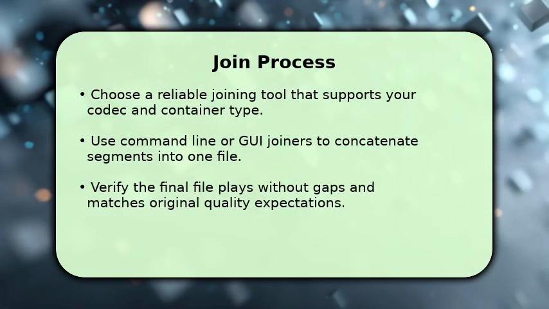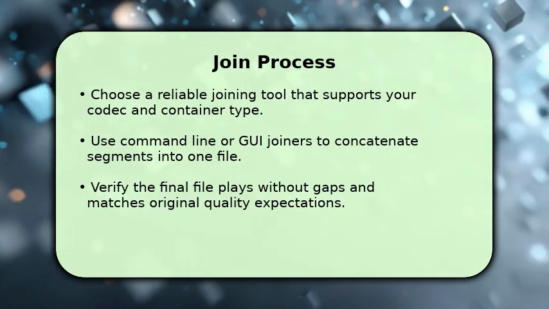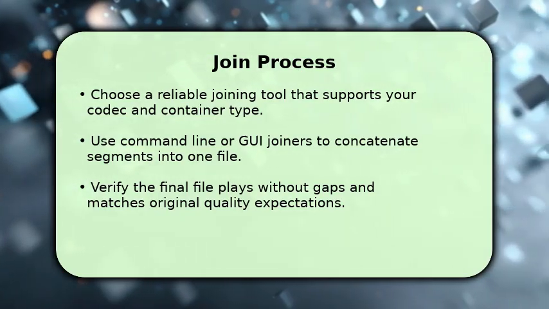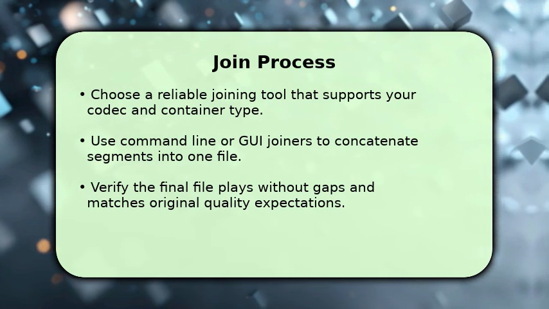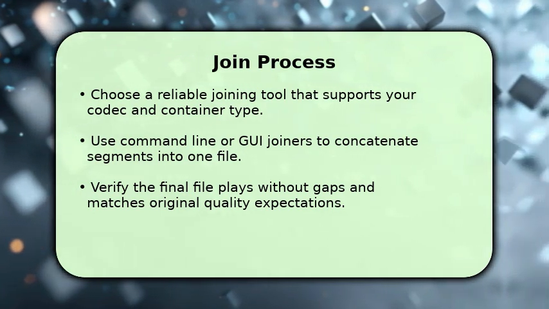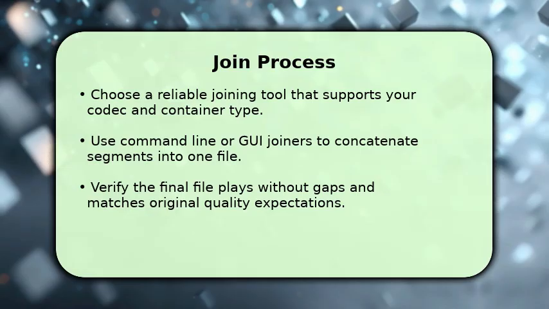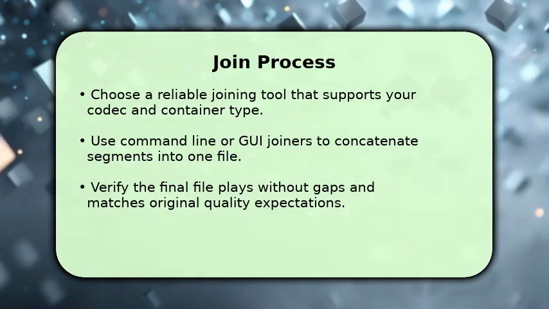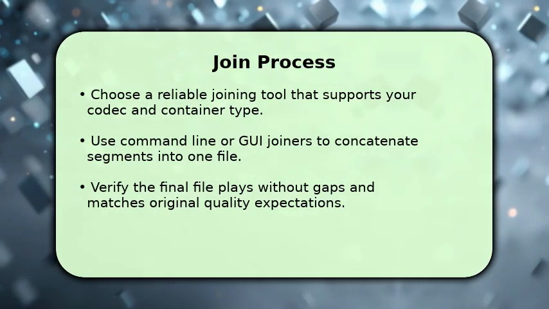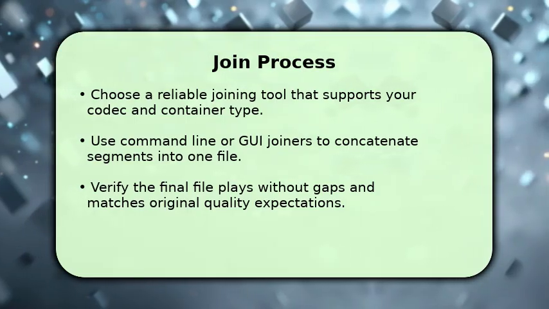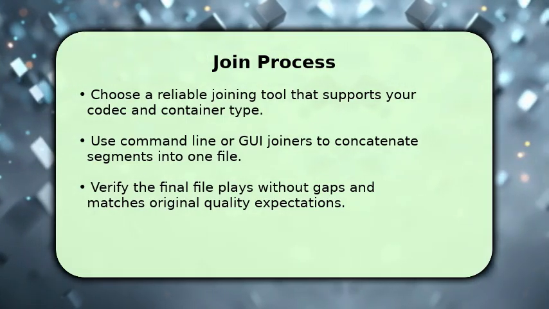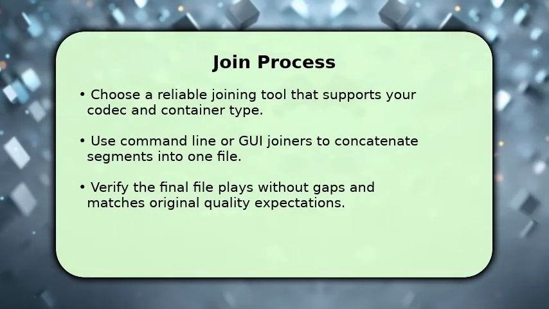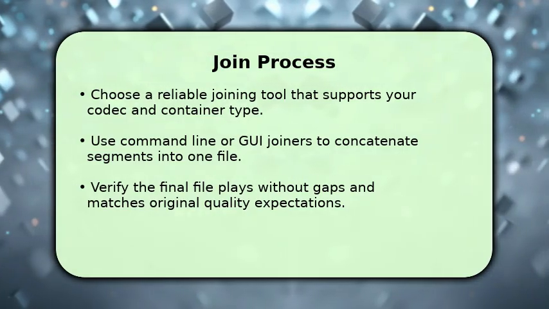Next, select a joining method compatible with your codec, like FFmpeg for broad support or a GUI app for simplicity. Prepare a text list or pattern so the tool knows the order, then run the join command or operation and monitor for errors. After merging, inspect the resulting file for continuity, correct timestamps, and consistent audio levels, and re-encode only if necessary to maintain the original quality and playback behavior.